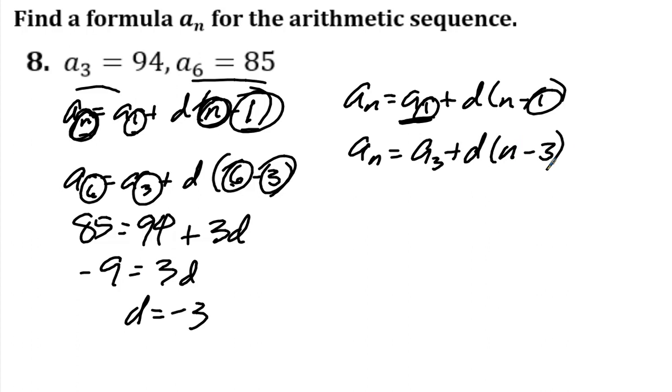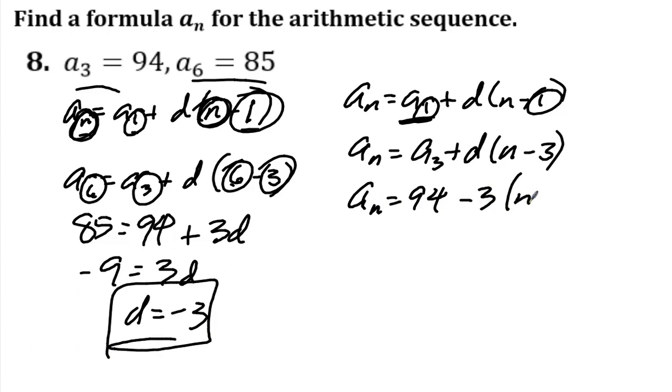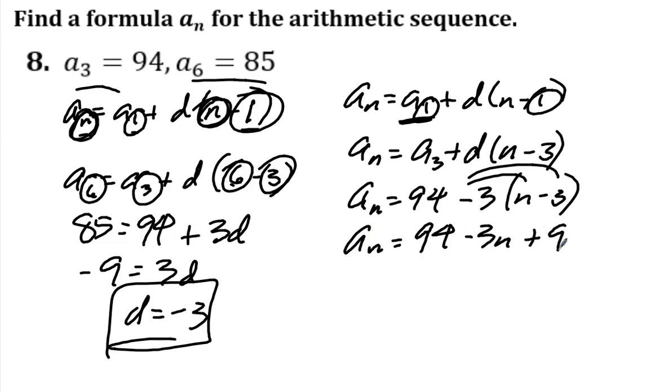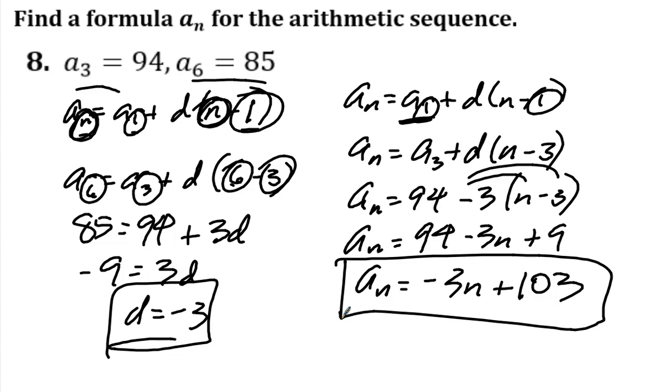Alright, so I'm going to use the third term, which is 94. And our d is negative 3. Minus 3 times n minus 3. Distribute this to each one of these. A sub n equals 94 minus 3n plus 9. So a sub n equals negative 3n plus 103. That is our formula, our definition for the nth term of this particular sequence.